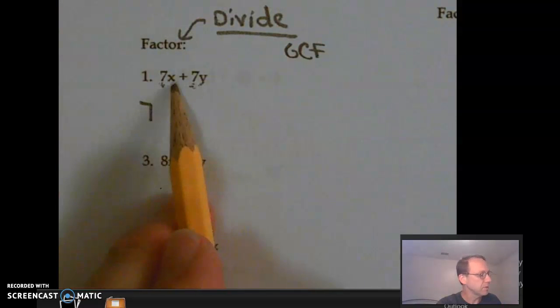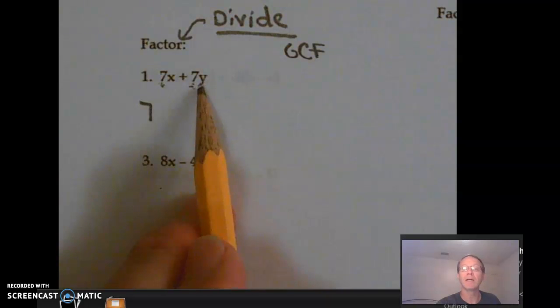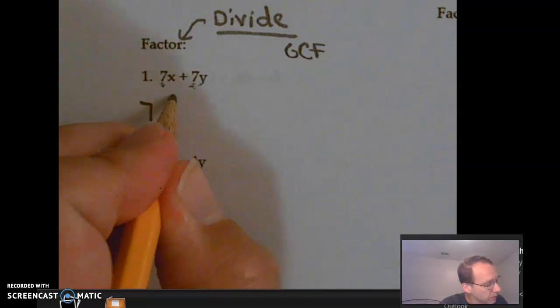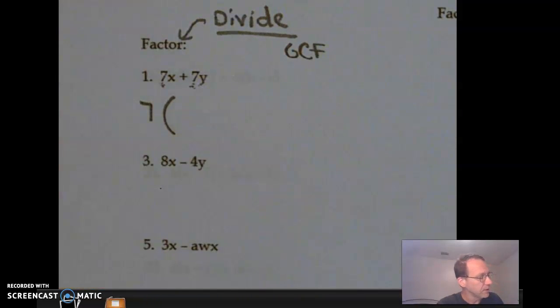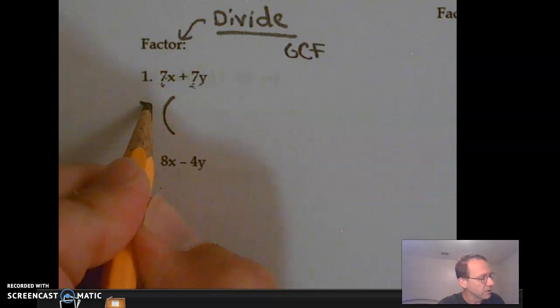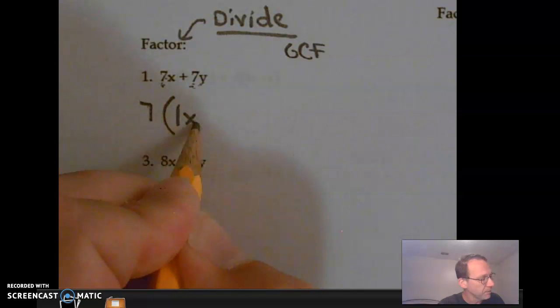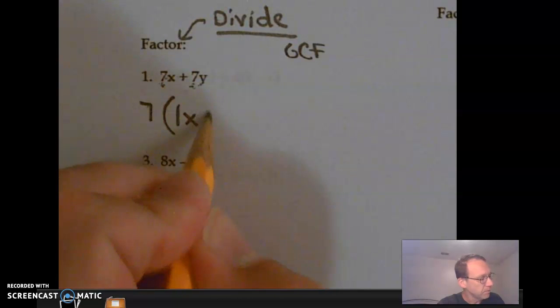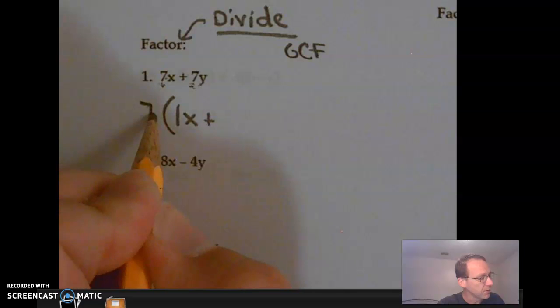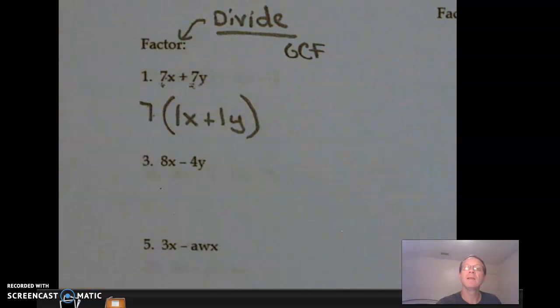Now, since the letters are different, we can't do anything with those. Okay? So we're going to apply parentheses, and now we're going to divide. So 7 divided by 7 is 1. So we'd have 1x plus 7 divided by 7 is 1. So we'd have 1y. And then we're done.